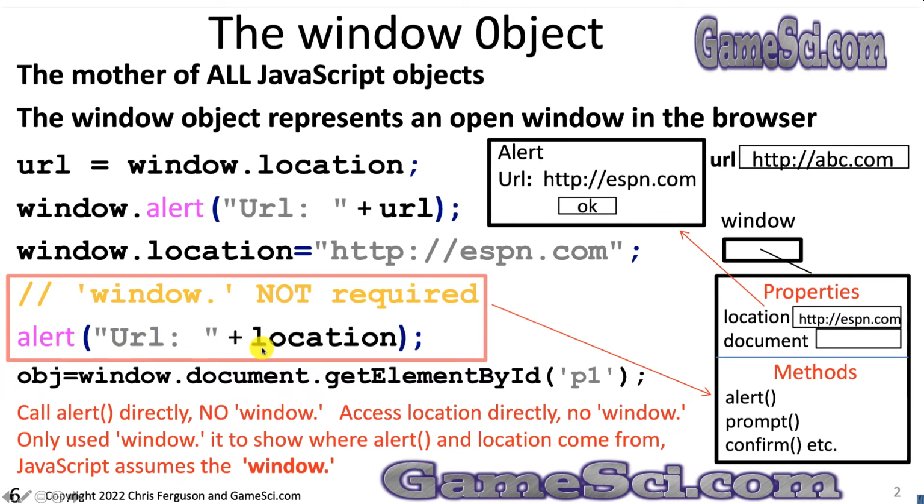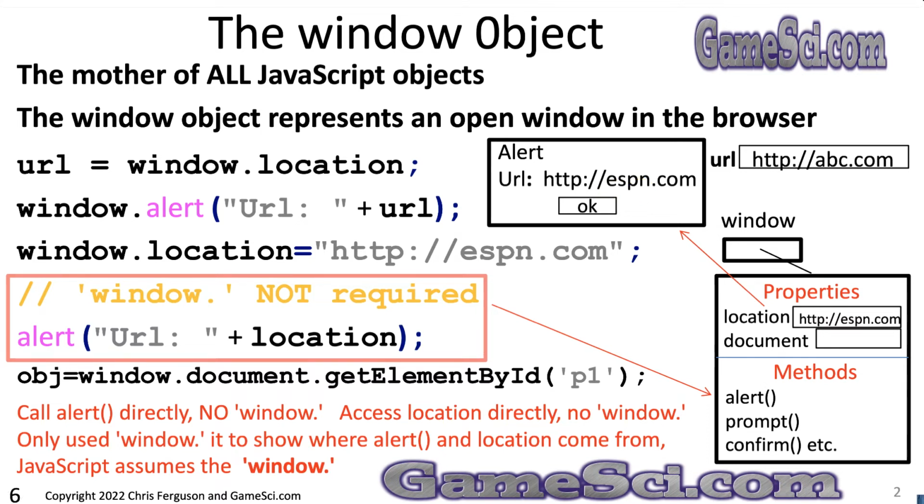I don't have to say window.location. I can just use the location variable. It's assumed that it's the variable that's part of the window object. And it does pretty much the same thing. It'll go to the location variable, which contains espn.com, and now you'll see espn.com on the alert box.